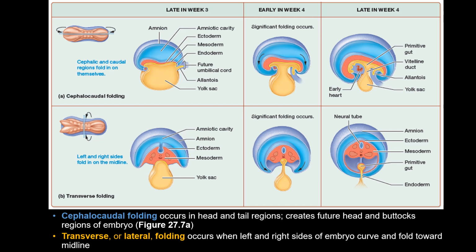As this cephalocaudal folding occurs, it creates the future head and buttock regions of the embryo, and the transverse folding actually creates the future trunk region and almost immediately forms the primitive gut, which later becomes the digestive tract inside the pelvic and abdominal cavity.